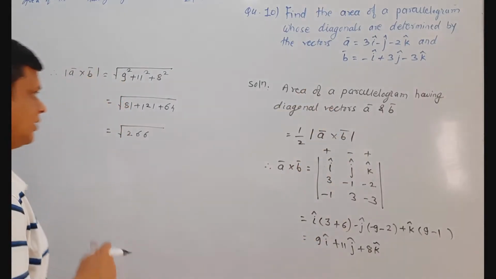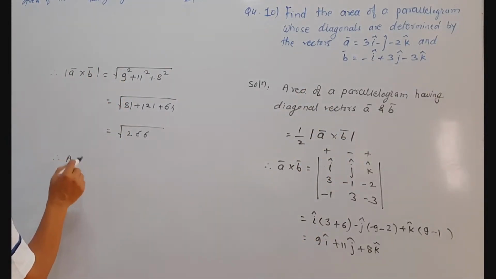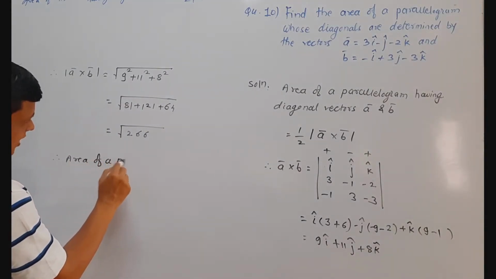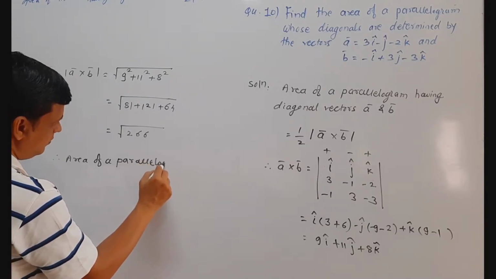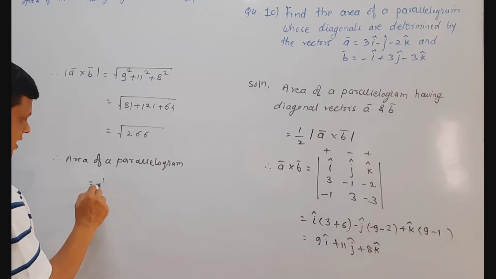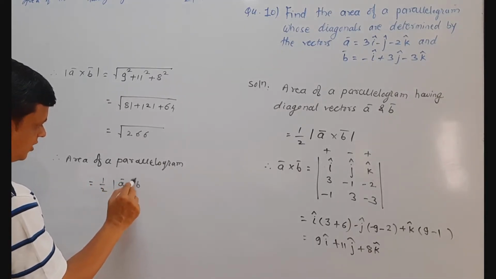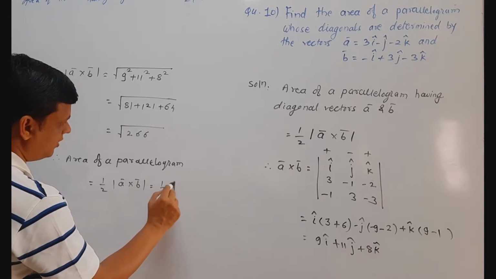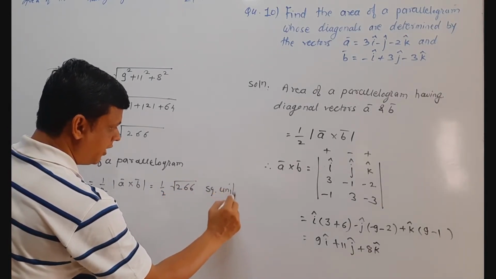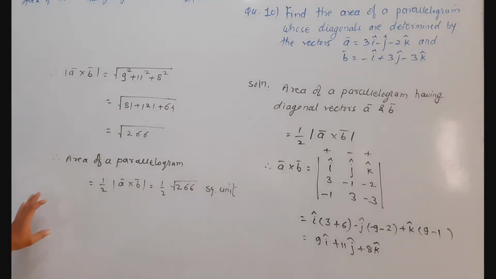So we write the formula. Therefore area of parallelogram is equal to half of magnitude of A bar cross B bar, that is half of square root of 266. And this is area so we have to give the unit, square unit. So in this way we calculate the area of a parallelogram if diagonal vectors are provided.